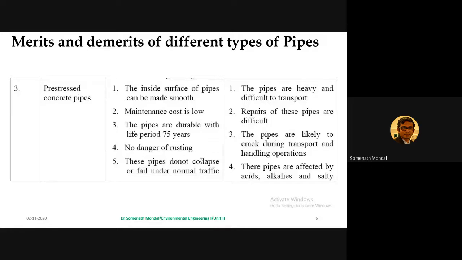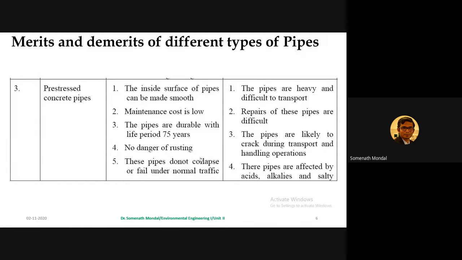Next is pre-stressed pipes. So these pipes, compared to RCC pipe, can be made smoother. Since you are talking about pre-stressed concrete pipes, the components are actually casted before you place them in the site. The maintenance cost is low, and you can actually connect the advantages of pre-stressed concrete pipes with the pre-stressed concrete itself, and then you will be able to understand or remember more easily.